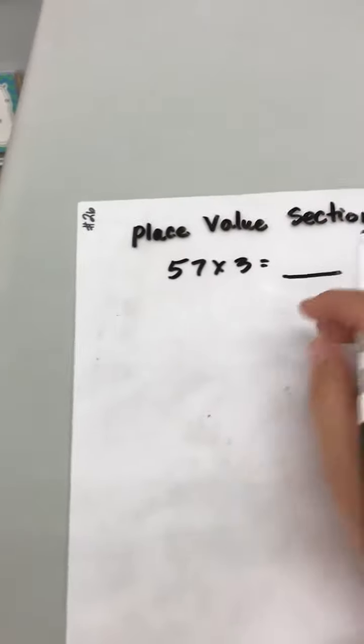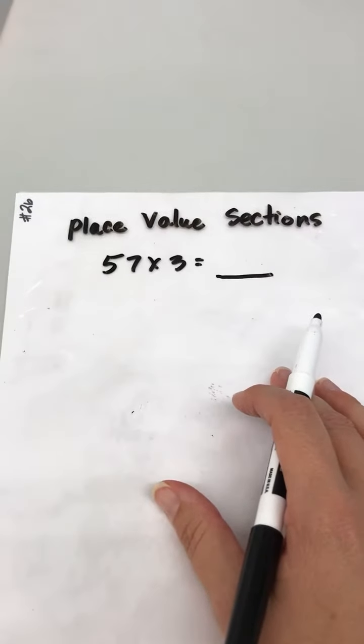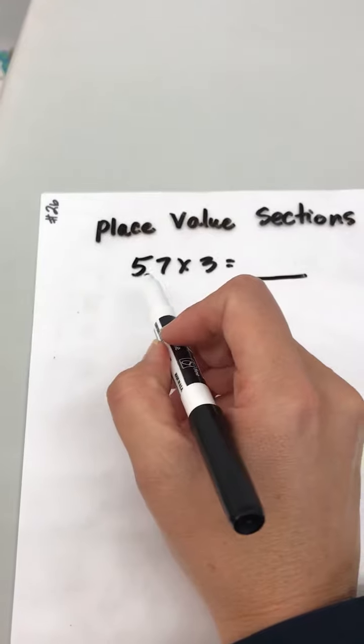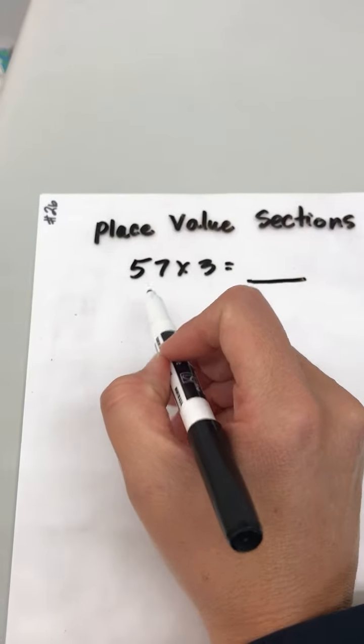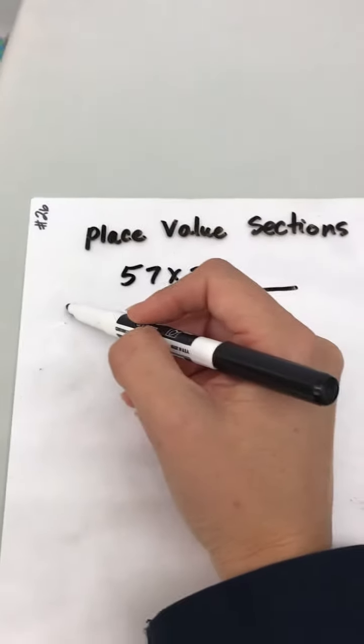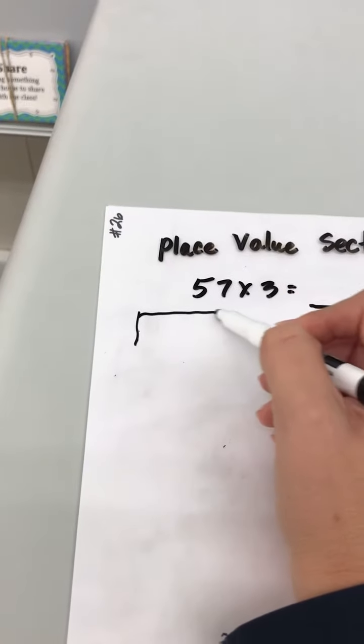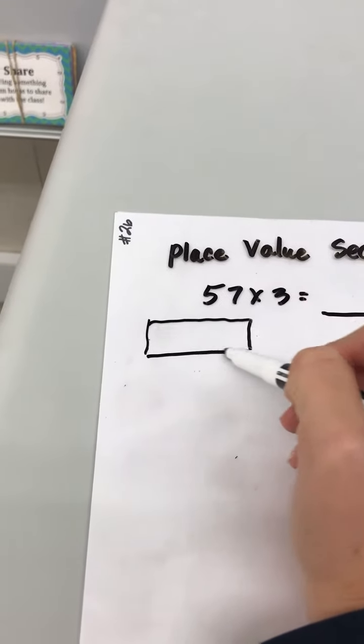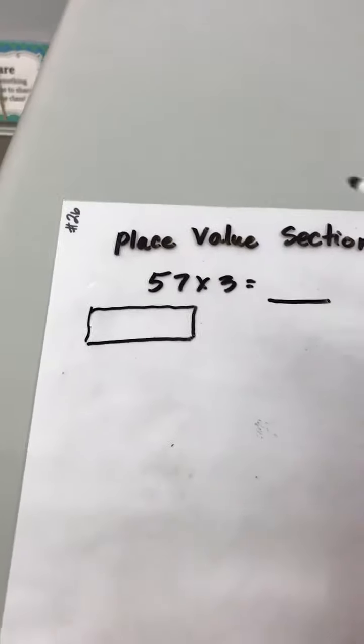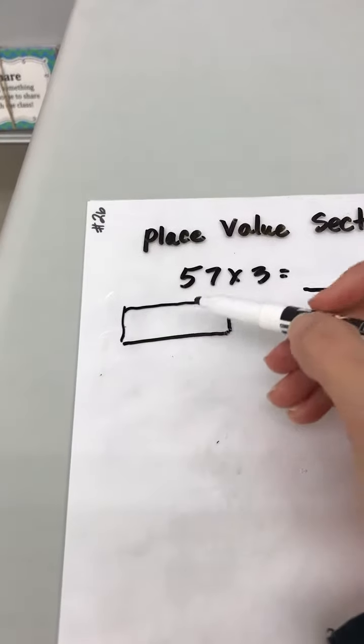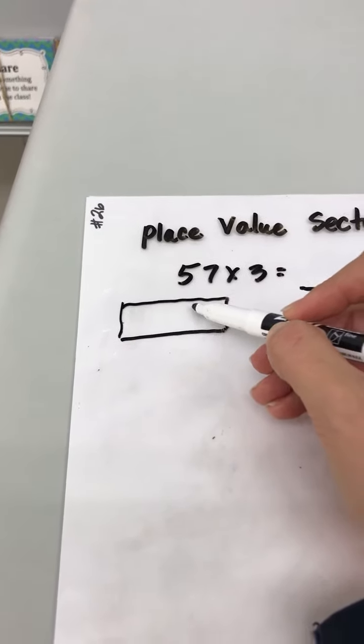So in 57 times 3, we are going to go ahead and break apart that 57 and we're going to think of it as 50 plus 7. And for all these methods except number 4, we're going to go ahead and start with an area model. And for this area model, we're going to draw a rectangle and we're going to cut it into 2 sections.